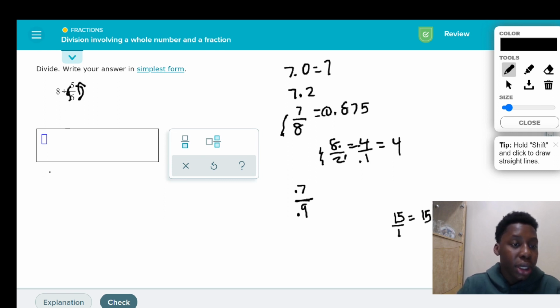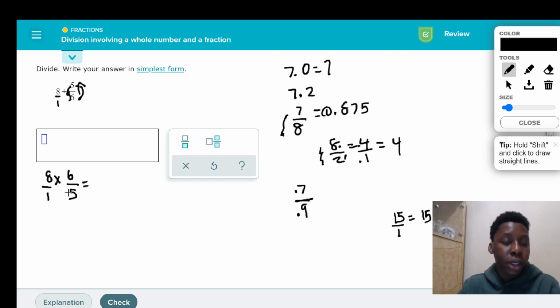So now we can put times instead of division: 8 times 6 divided by 5. And remember I told you in the beginning of the video, since this place doesn't have a fraction, we can just say 8 divided by 1, because 8 divided by 1 is the same thing as 8. I just do that to make it look simpler. You can work with it without the divided by 1.